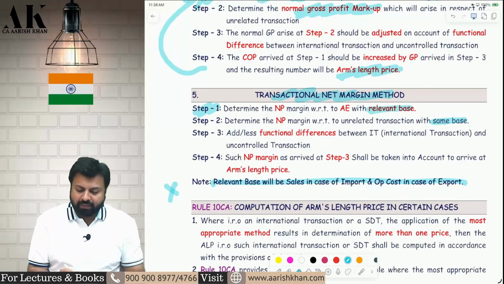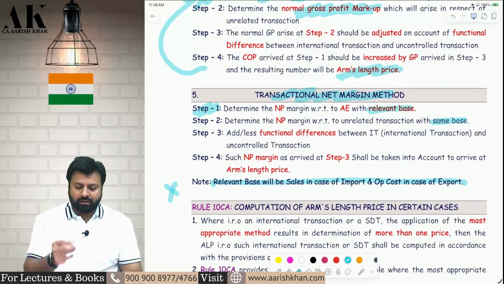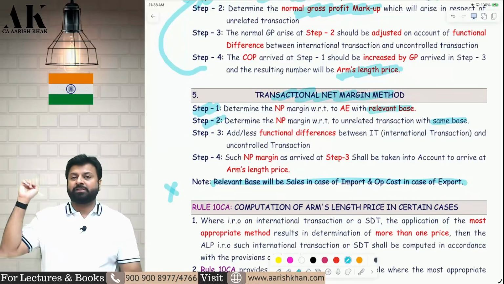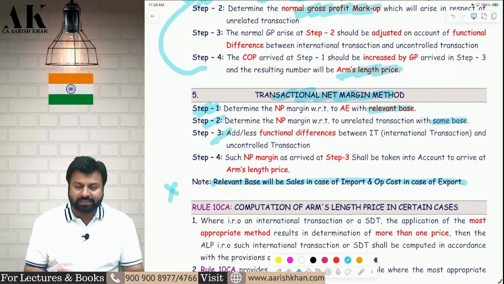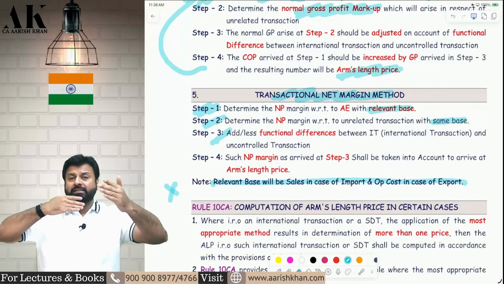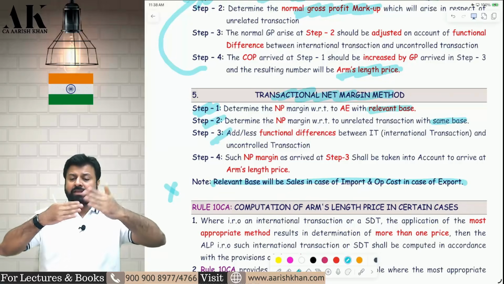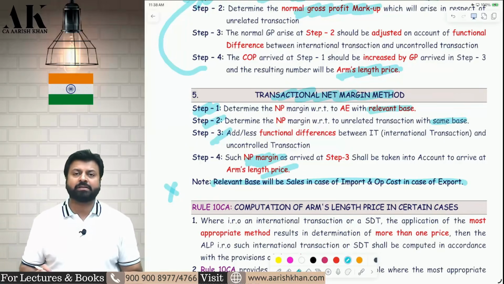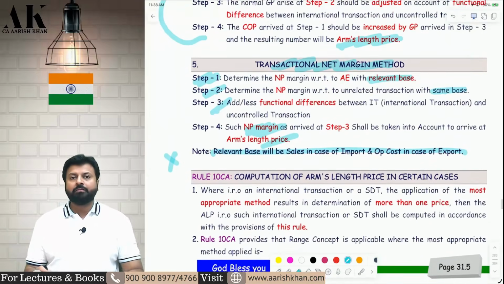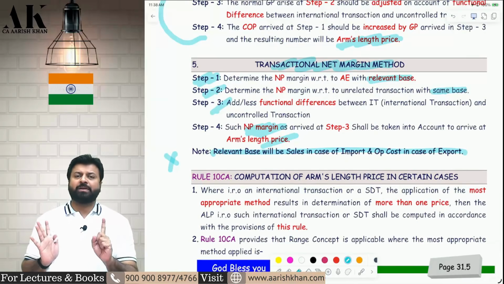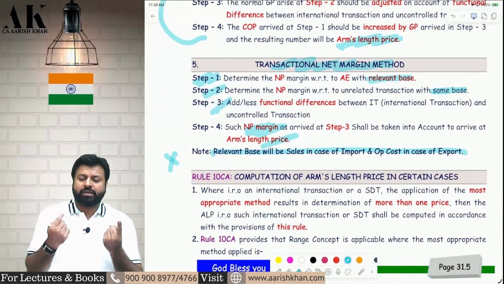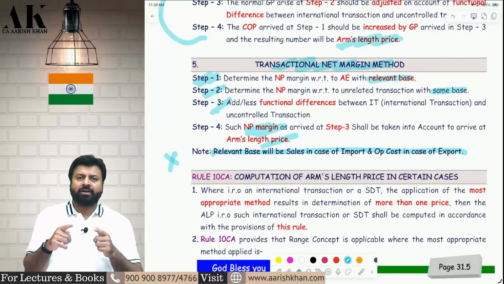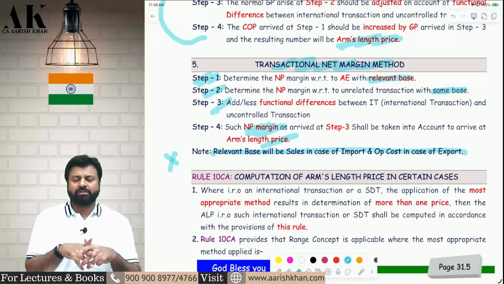So step number 1, find out the margin with respect to the associate enterprise. Then step number 2, find out the margin with respect to the uncontrolled transaction. Then adjust the margin. Here also the margin will be adjusted. See if there are any functional differences between both of them. After the margin is adjusted, use that margin to find out the arm's length price. I hope it is clear to all of you. So this is what these 5 methods are all about. Along with this, there is one 6th method also, which the CBDT may prescribe on a case-to-case basis if you are not able to identify your arm's length price properly. But that is not relevant for our exam.